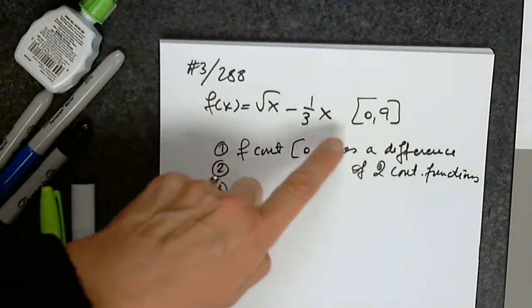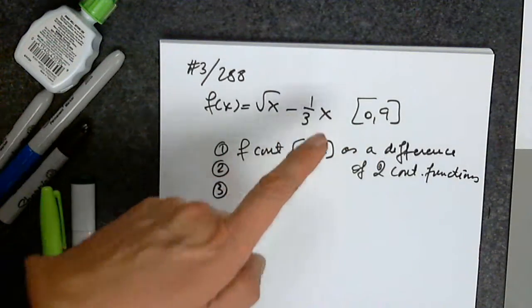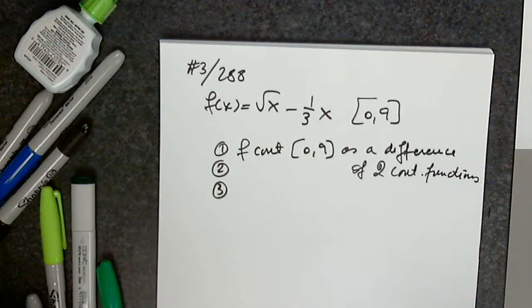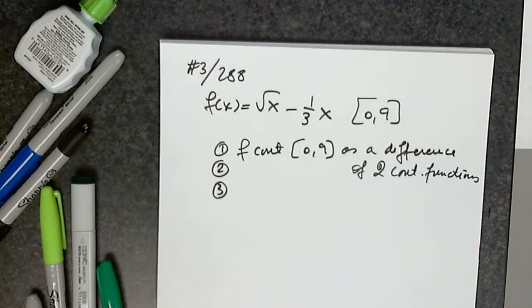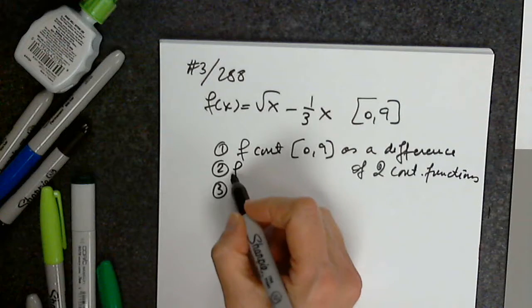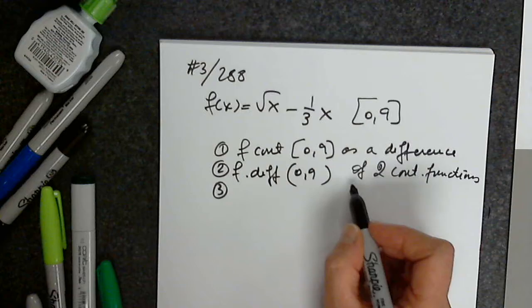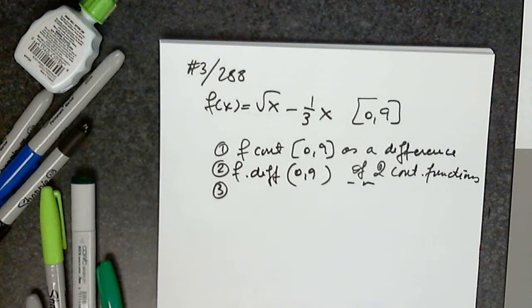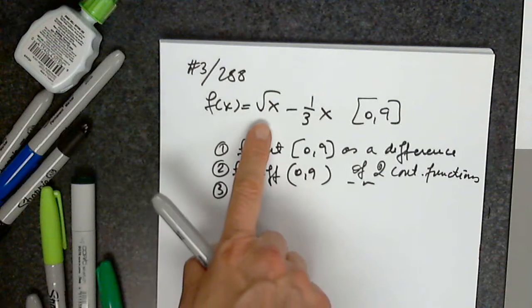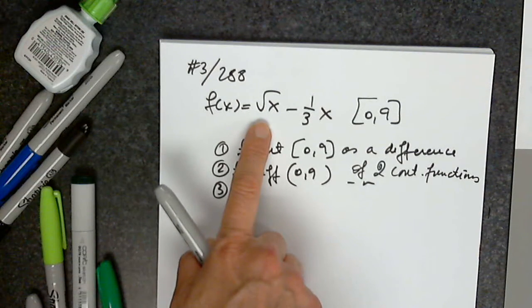The square root is continuous between 0 and 9, and 1/3 x is a linear function, continuous everywhere. And therefore, I'm quoting a theorem that says if two functions are continuous, their difference will also be continuous. Then for the same reason, f is differentiable on the open interval 0, 9, because this function is a difference of two functions that are differentiable on 0, 9. Open, because I know the square root of x is not differentiable at 0.